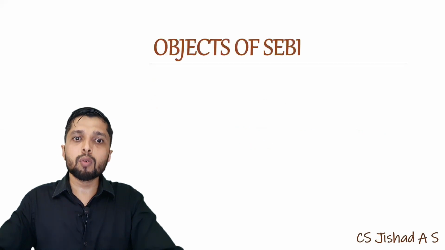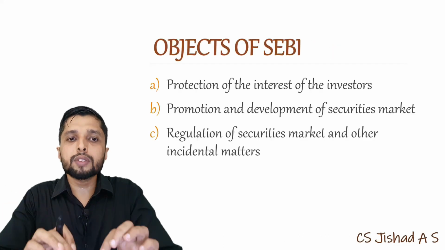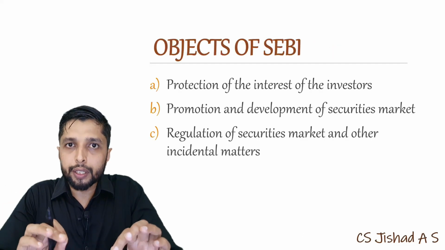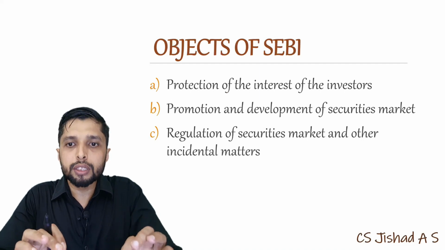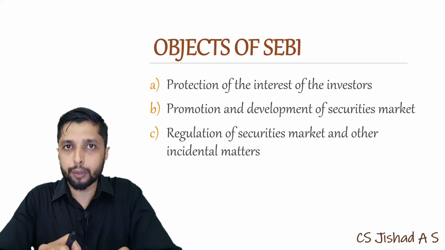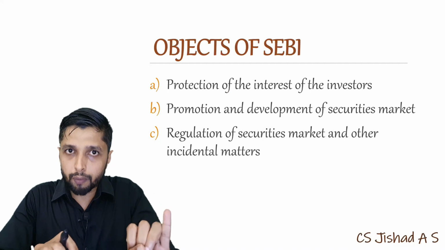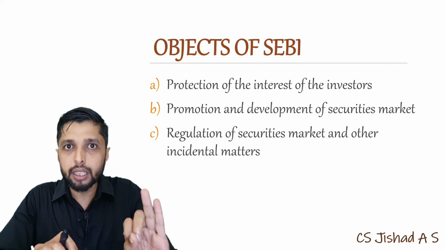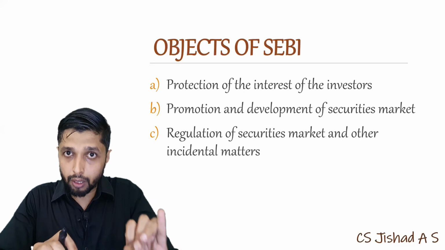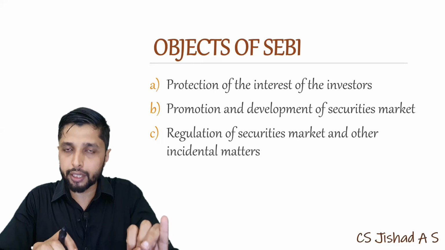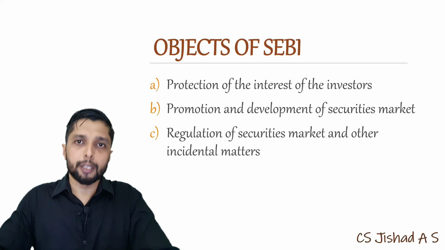Now we'll move to the objects of SEBI. Objects of SEBI: number one is protection of interest of investors in securities, promotion and development of securities market and regulation of securities market. As I mentioned earlier, there are three groups. Number one, issuer of security, the company, listed companies. Number two, intermediaries. Number three, investors. So SEBI will ensure all the measures to protect the investors and will be regulating the issuer and intermediary.